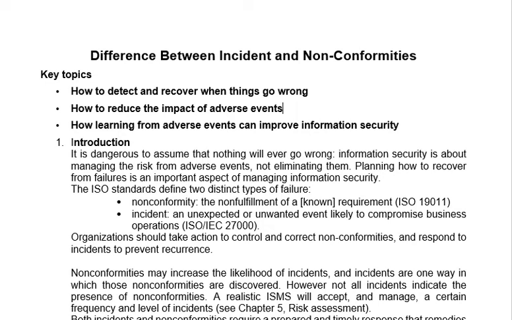Now, what actually is an incident? An incident is an unexpected or unwanted event likely to compromise the business operations. As per the ISO 27001 or ISO 27000 standard, an incident is defined as an unexpected or unwanted event that is likely to compromise business operations. That is called an incident.